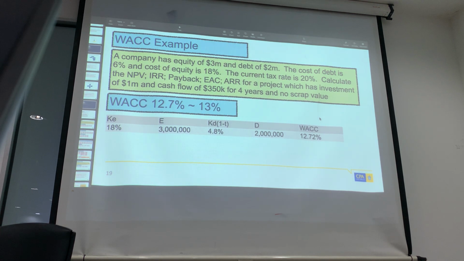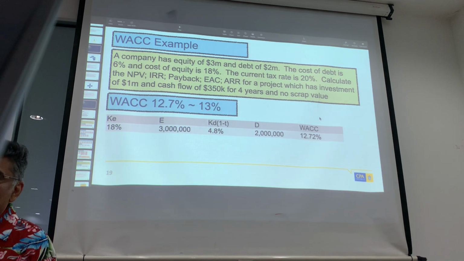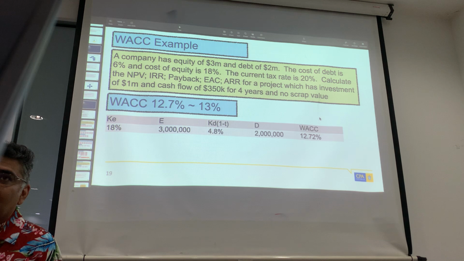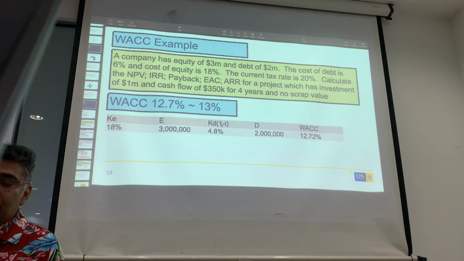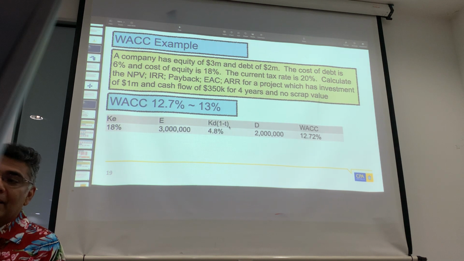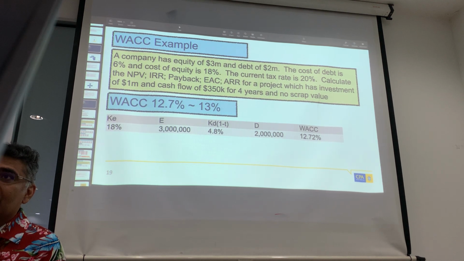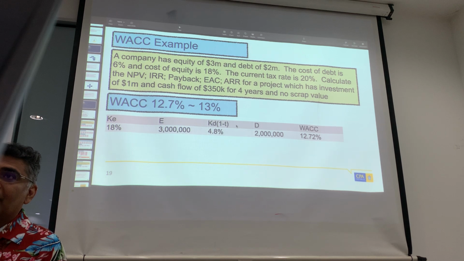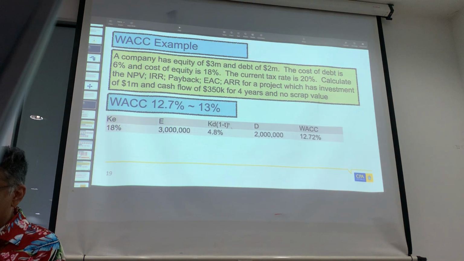Guys, done? 6 times 0.8? 600 times 1 minus T. T is tax, right? Tax is 20%, so it becomes 0.8, right? So 6 times 0.8 is 4.8, right? Yes, no? Are you clear? Can you all okay with WACC?